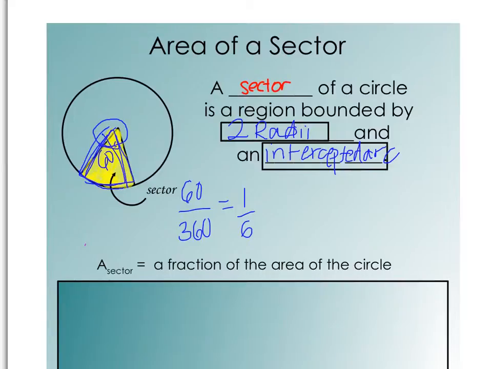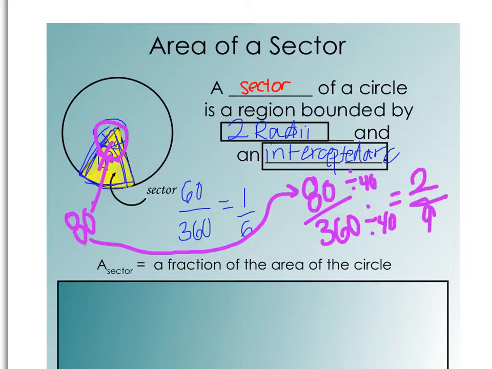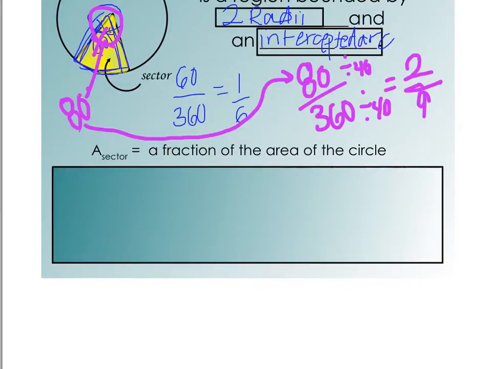Now let's pretend that this angle, instead of 60 degrees, is 80 degrees. What fractional part of the 360 is the 80 degrees? Well, that would be 80 out of the 360. And if we reduce both the top and the bottom by 40, that would leave us with the fractional part of 2/9.